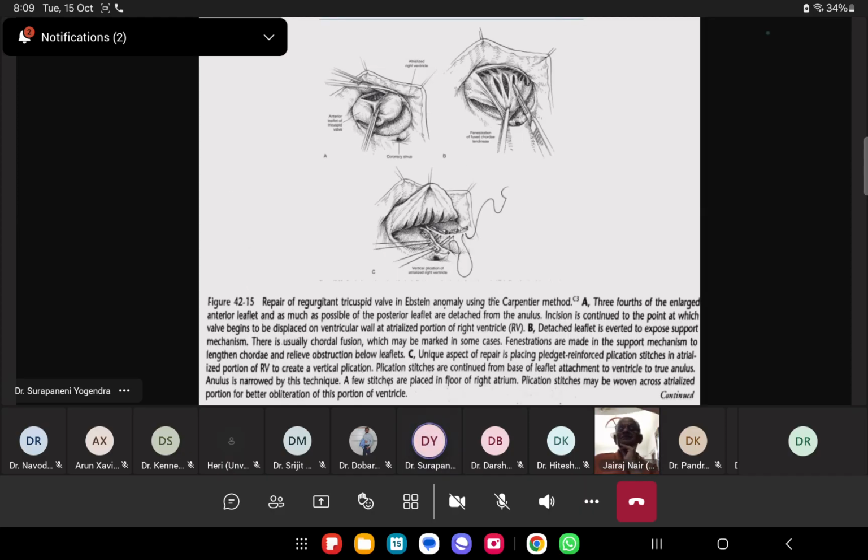So, repair of Ebstein's anomaly using Carpentier's method. In A, three-fourths of the enlarged anterior leaflet and as much of the posterior leaflet are detached from the annulus. The incision is continued to the point at which the valve begins to be displaced on the ventricular wall at the atrialized portion of the RV. In B, the detached leaflet is everted to expose the support mechanism.